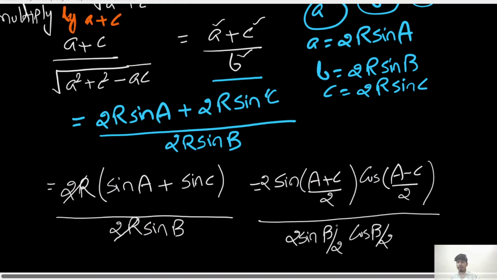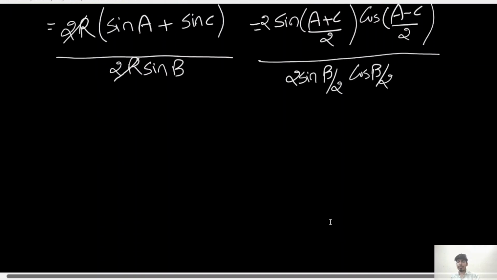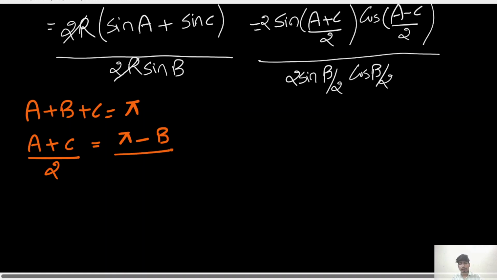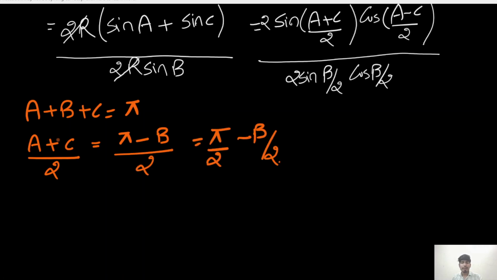Okay students, then one observation. We know A plus B plus C is pi. Then what is the value of A plus C? This is pi minus B. If we divide by 2, then (A plus C) upon 2 is pi upon 2 minus B upon 2. Then apply the sine function on both sides.